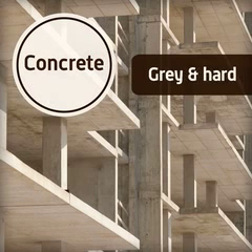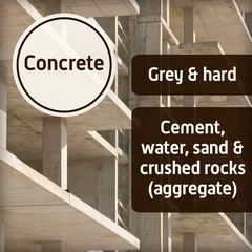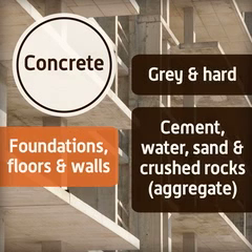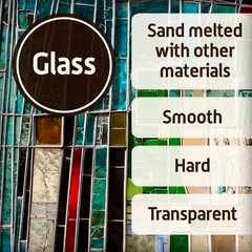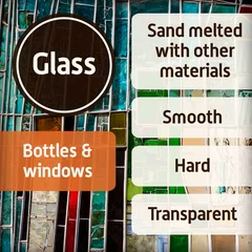Concrete is a grey, hard material that is made from a mixture of cement, water, sand, and crushed rocks known as aggregate. Concrete is used for foundations, floors and walls in buildings. Glass is made by melting sand with other materials. Glass is smooth, hard and transparent and used to create bottles and windows.